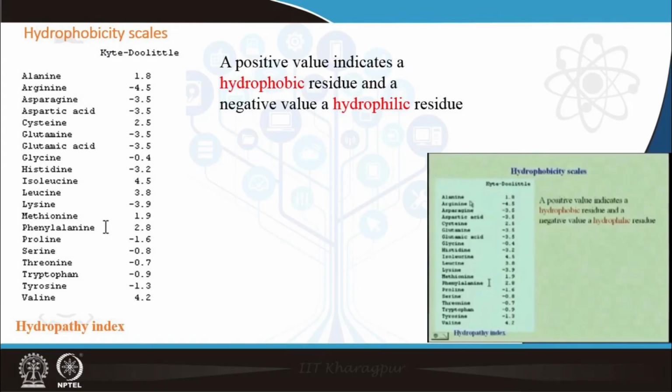This is a hydrophobicity scale. This I showed you in one of the previous classes. And what do we have here? For the positive values, we have hydrophobic residues. The negative values are hydrophilic residues. Now, what can I do with this?